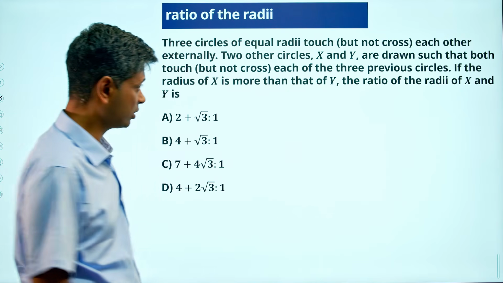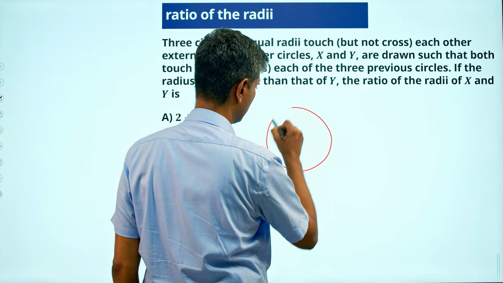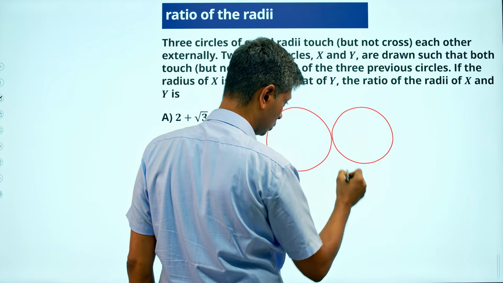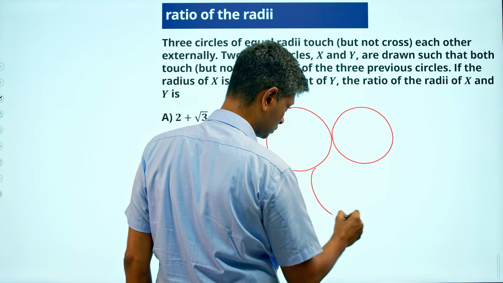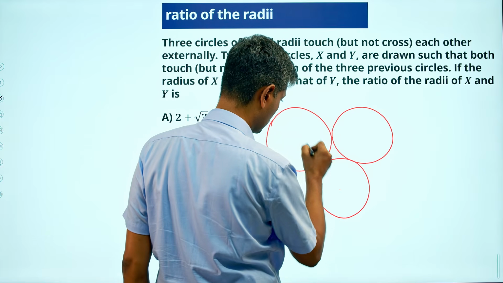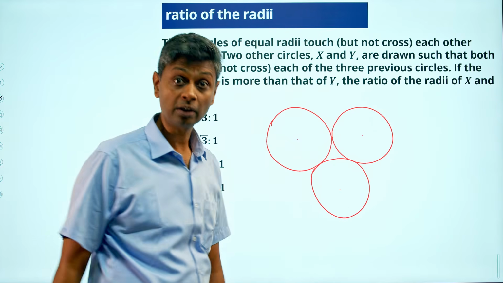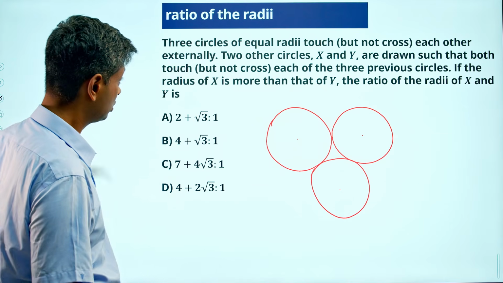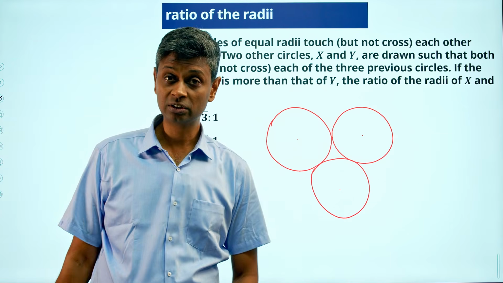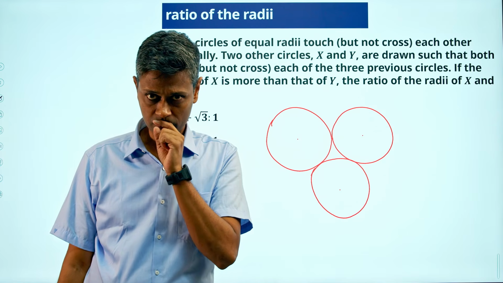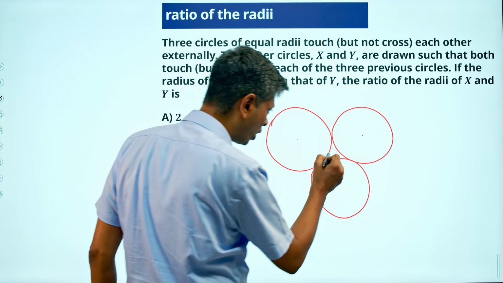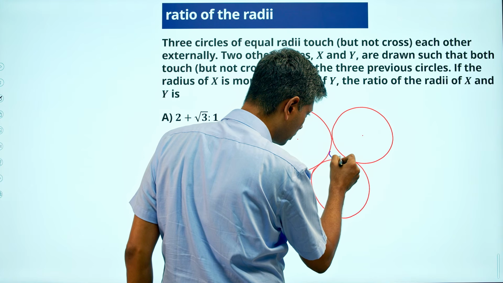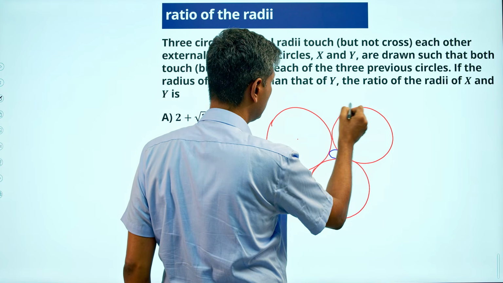One nice, interesting question. So we have three circles here: 1, 2, 3, equal radii. And then we find ourselves two more circles that touch each of these circles but not cross. There are two circles. One will be sitting here and another will be growing like this.